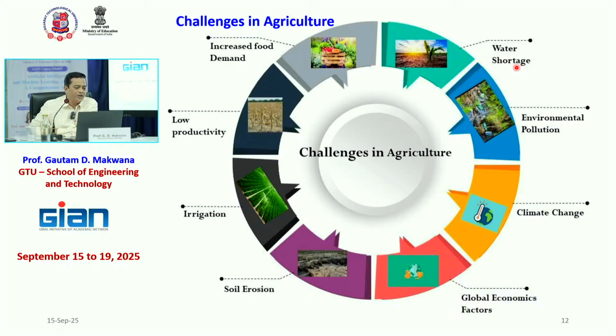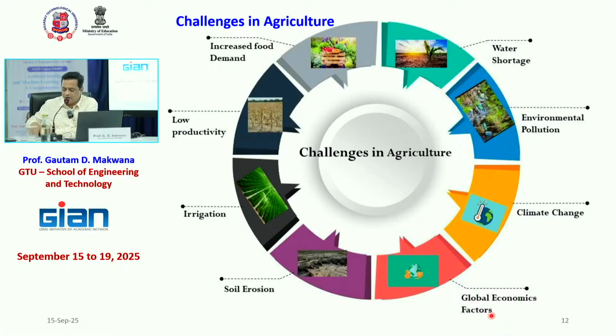Then there are environmental pollutions because of industrialization and many vehicles, making the environment unsuitable for crops. This is one of the challenges in agriculture. Climate change: today is summer, but sometimes it rains, and if it is monsoon, then we see a different kind of climate. There is a global climate change scenario, and because of this, it affects the agricultural sector also.